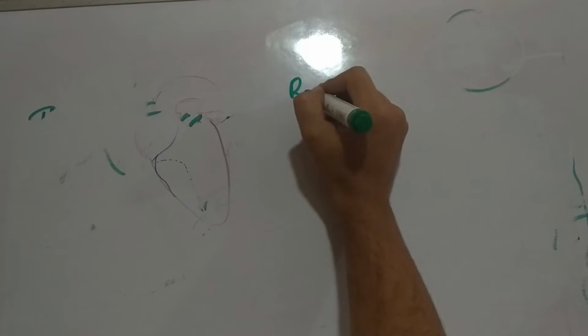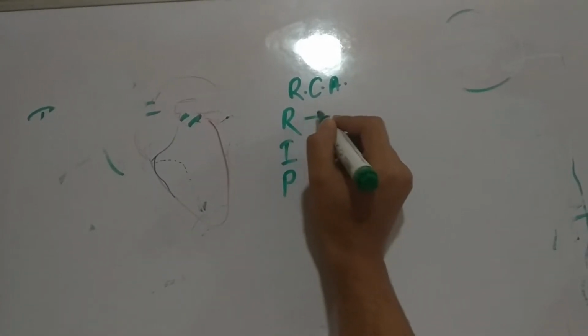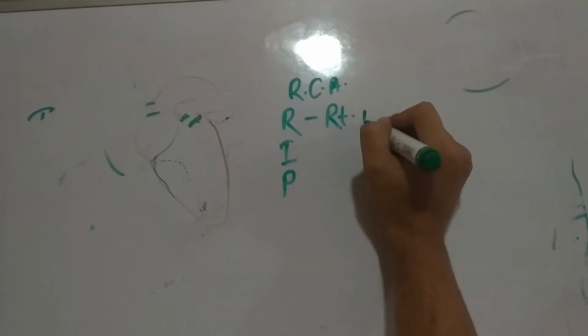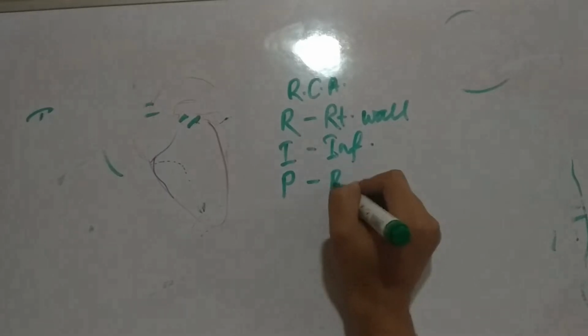In this video, we will be discussing the changes and MI features when there is right coronary artery occlusion. Okay, let's get started. As we have already discussed, what was the mnemonic for RCA? It was RIP: R for right ventricular wall, I for inferior wall, P for posterior wall.